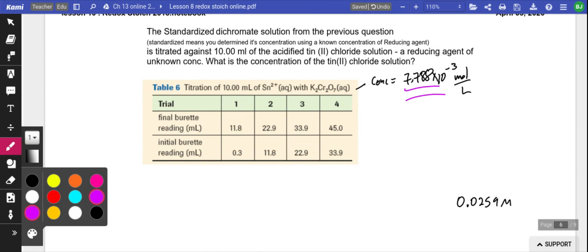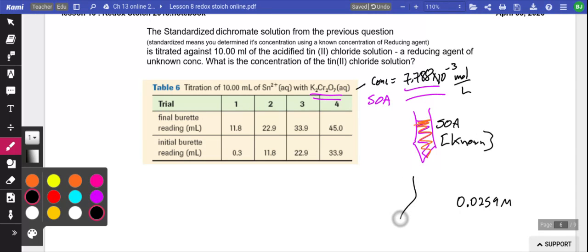So now in part 2, we've now got the concentration of our dichromate, or our strong oxidizing agent. Oh, and this one, wrong color. It is orange to start. Doesn't really matter though. Okay, so we've got this concentration. Now we can find out the concentration of our reducing agent. So, as it says up here, what is the concentration of the tin 2 chloride solution?